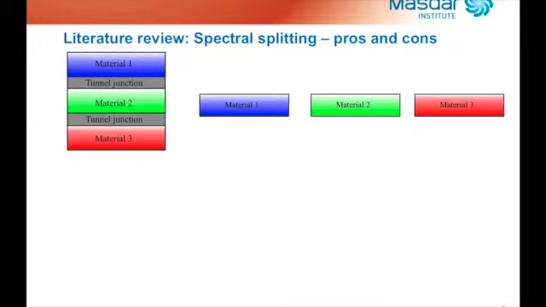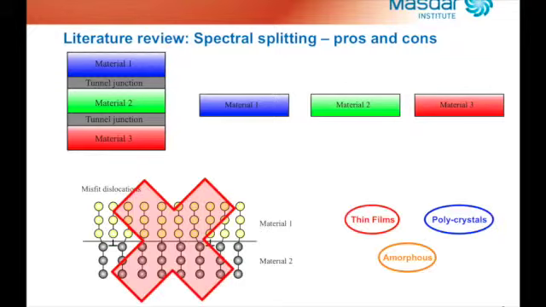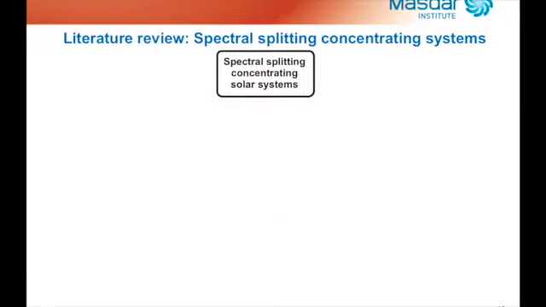So for solar cells designed for spectral splitting systems, we don't have any limitation in terms of materials that we can use, because materials are not stacked on top of each other, so we don't have the generation of misfit dislocations. So we can use any kind of material and we can grow them as we prefer. So we can use thin film material, polycrystalline, or amorphous material. So in this sense, we are pretty much free. So spectral splitting is generally used with concentrated light.